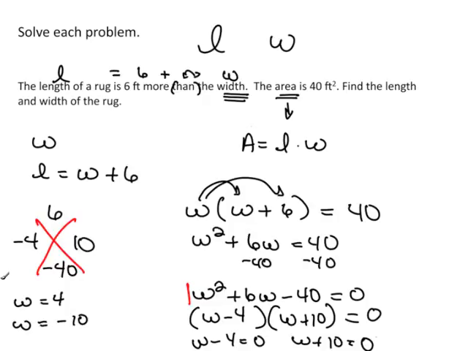When we look at our answers, we need to make sure it makes sense. In this case, we're talking about width. So width cannot be negative. For that reason, we can't use the negative 10. So the width is equal to 4.